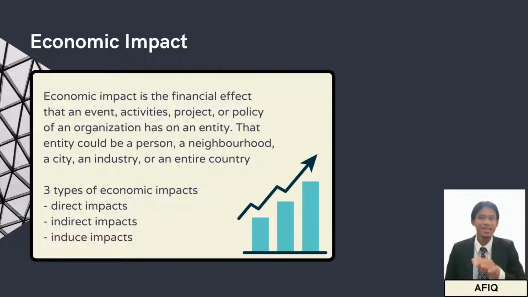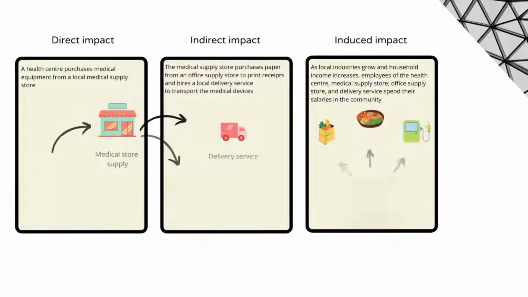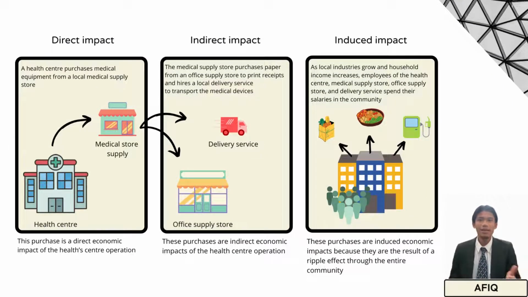There are typically 3 key types of economic impacts, which are direct economic impact, indirect economic impact, and induced economic impact. Direct economic impacts would be the employment and income generated directly from a project or activity. Now, let's look at the example from the figure here. Firstly, let's focus on the left side of the slide. A health center purchased medical device from a local medical supply store. So this purchase is a direct economic impact of the health center operation.